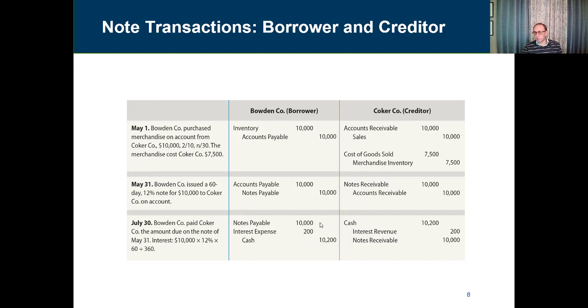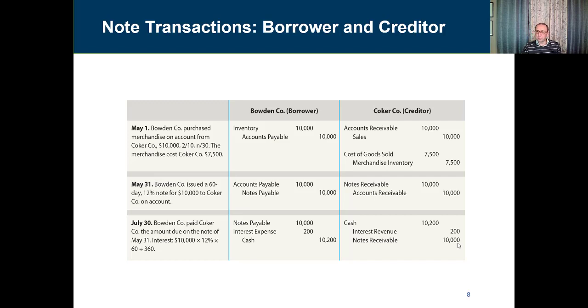So we're going to debit cash for $10,200, same cash, because whatever is paid by Bowden is received by Coker. And then we are going to record the revenue earned, which is interest revenue for $200 on the credit side, and then we cancel the notes receivable on the credit side for $10,000.